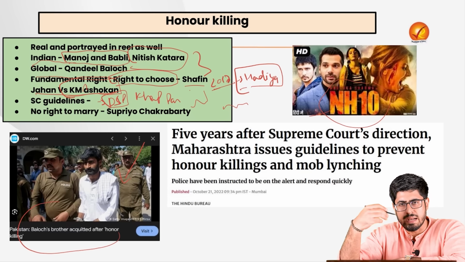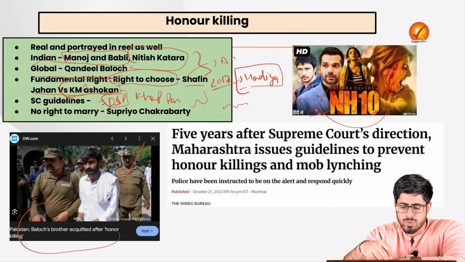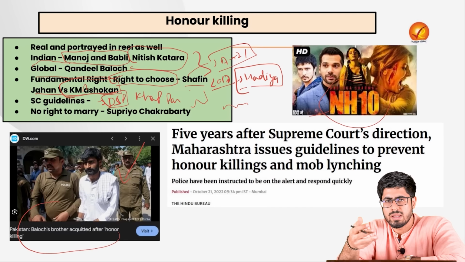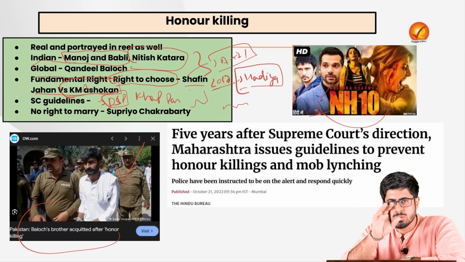But there is a major distinction that we need to emphasize here, that although the Supreme Court gave Miss Hadia the right to choose, and it is also a fundamental right read under Article 21, that one has a right to choose their partner with whom they want to marry. But at the same time, the Supreme Court has not given any citizen the right to marry. Right to choose is a right, but right to marry is not a right.